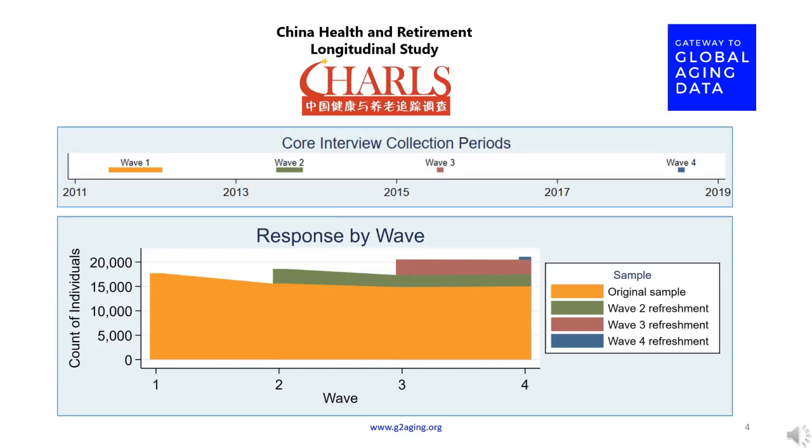So here's a little bit more information about the CHARLS data collection. As you can see, there's currently been 4 waves of CHARLS that have data collection for researchers to use. The baseline CHARLS was fielded in 2011 and 2012, and then follow-up surveys have been fielded in 2013, 2015, and 2018. As you can see in the response by wave graph towards the bottom of the slide, CHARLS has had a pretty good follow-up rate, especially after wave 2. You can also see the refreshment samples that I mentioned before that were added at waves 2, 3, and 4.